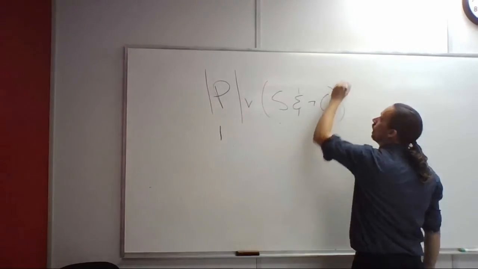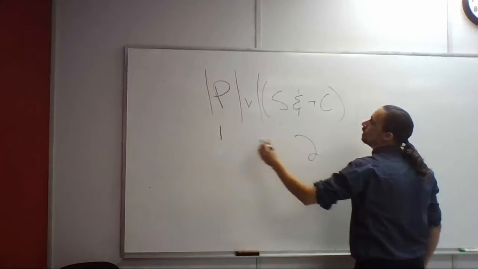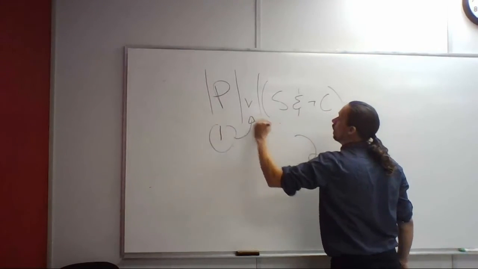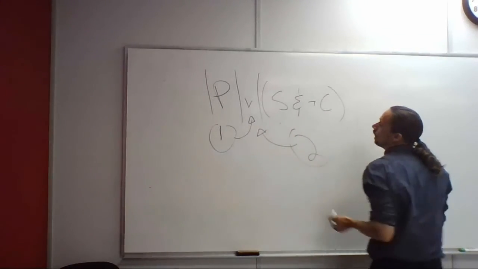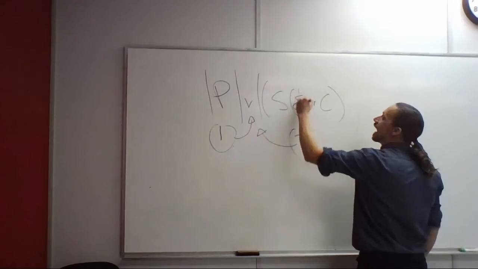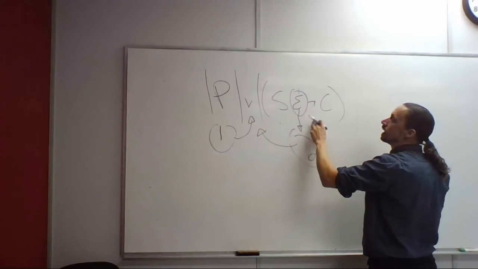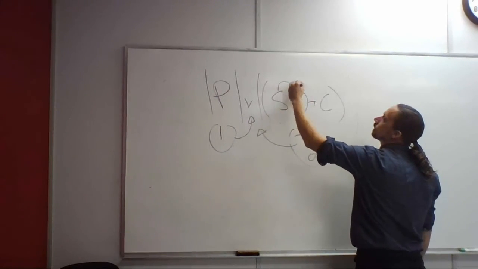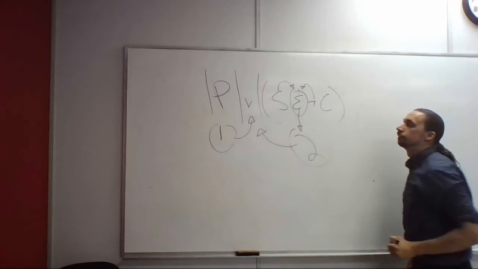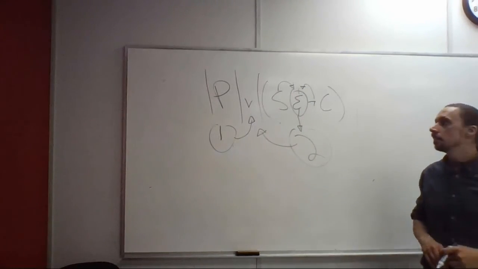Chunk number 1 is over here. This is number 2. The or is connecting 1 and 2. And what is 2? 2 is the and. The and is connecting the S and the not of the C. So that's how we would break down that sentence. Great. What's next?